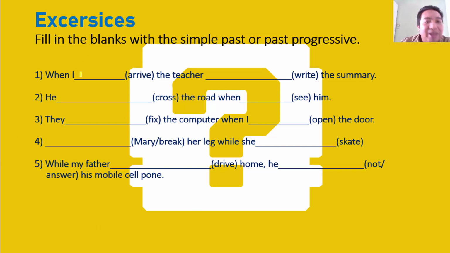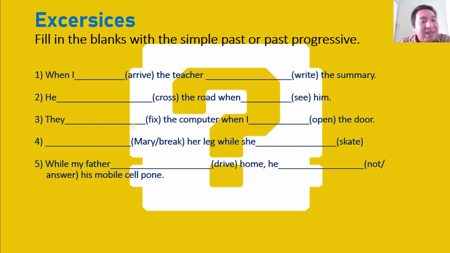We have the number one. It says, when I, the teacher, the summary. So here we can use, for example, the simple past. When I arrived, the teacher was writing the summary. For number two, it says, he, the road when him. We can use this: he was crossing the road when I saw him.